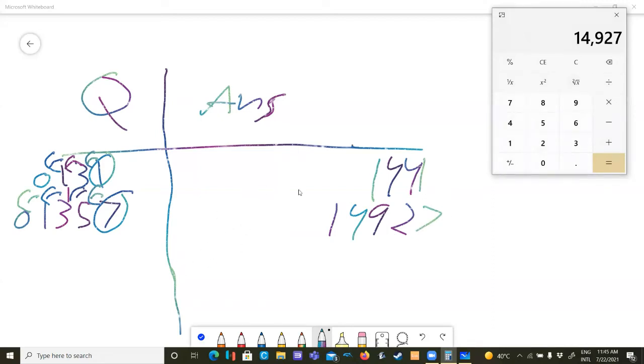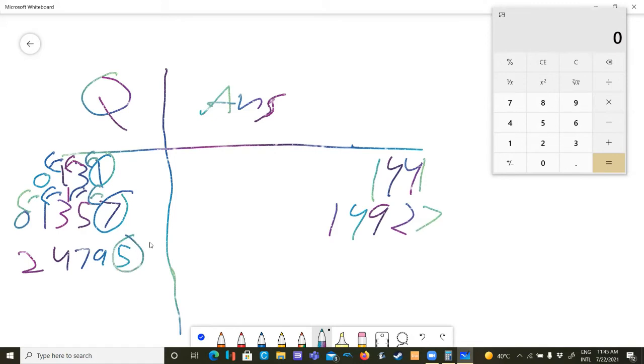Let's move on to one more number. 2, 4, 7, 9, 5. Let's take 5. 5's right hand neighbor is 0, 5 plus 0 is 5. Moving to 9, 9's right hand neighbor is 5, 9 plus 5 is 14. Moving to 7, taking a carry forward, 7 plus 1 is 8, 7's neighbor is 9, 9 plus 8 is 17.